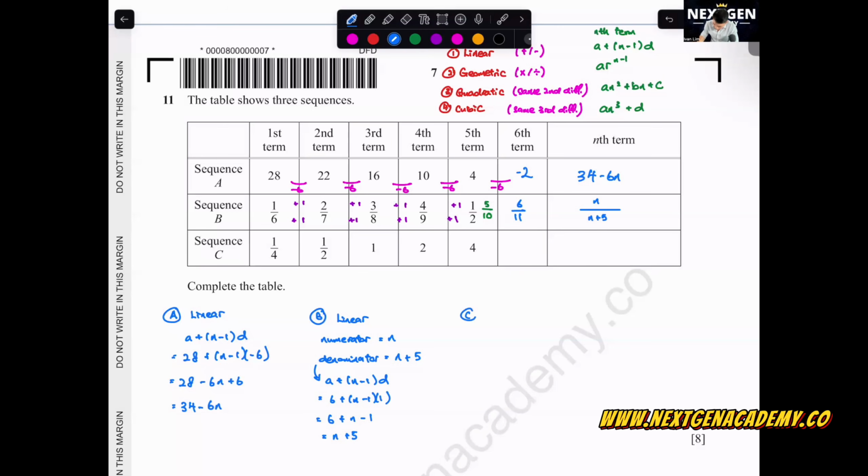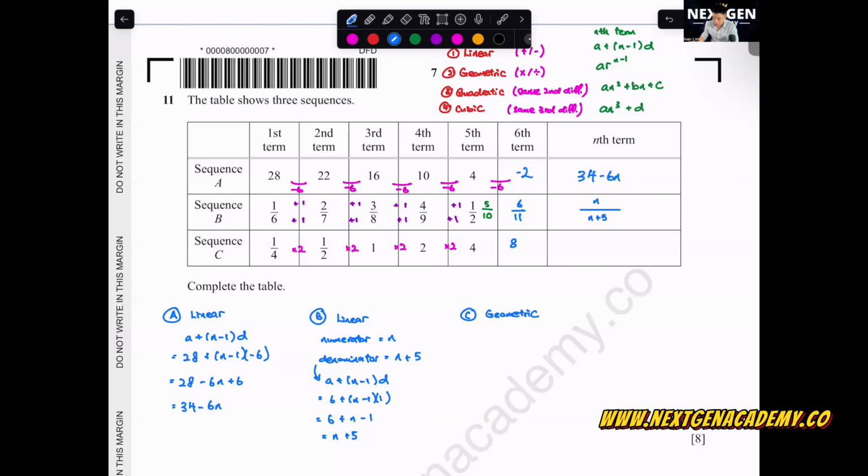Okay, C, 1 over 4, 1 over 2, 1, 2, 4. What is the sequence here? We will get a multiply of 2, times 2, times 2, times 2. So when we times 2, the next value will be 8. What is the nth term here, or what type of sequence is this? Multiply means this is a geometric sequence.